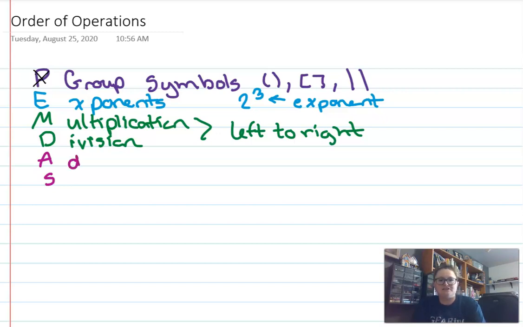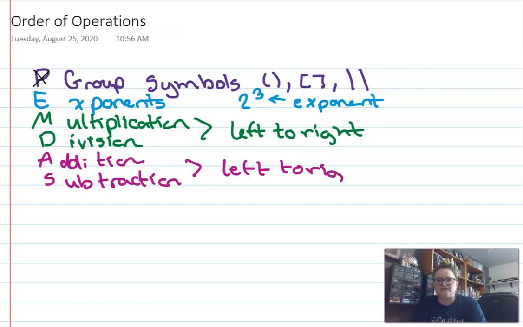And then we have addition and subtraction. And again, note they're the same color. We're going to do them left to right.